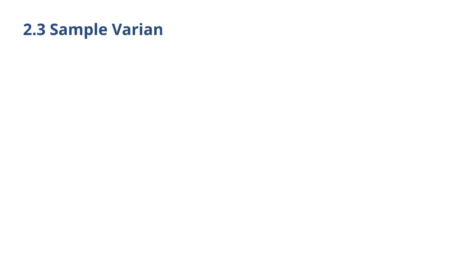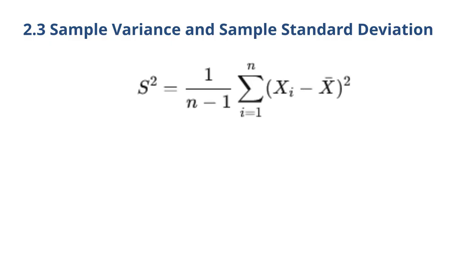2.3. Sample variance and sample standard deviation. The sample variance measures the spread of the data points around the sample mean. The formula for sample variance is s squared equals the sum from i equals 1 to n of x sub i minus x bar, squared, divided by n minus 1, where x bar is the sample mean.